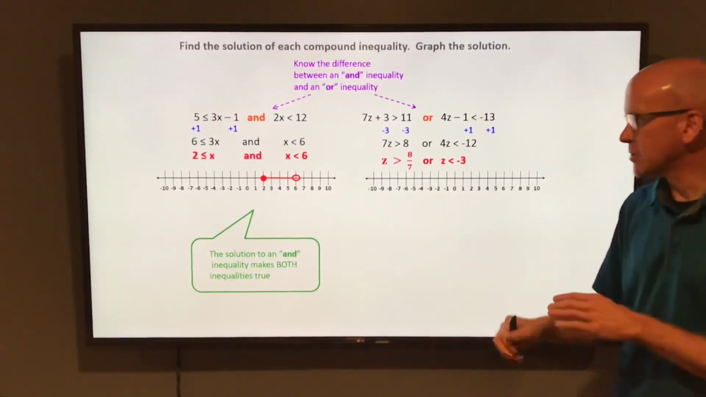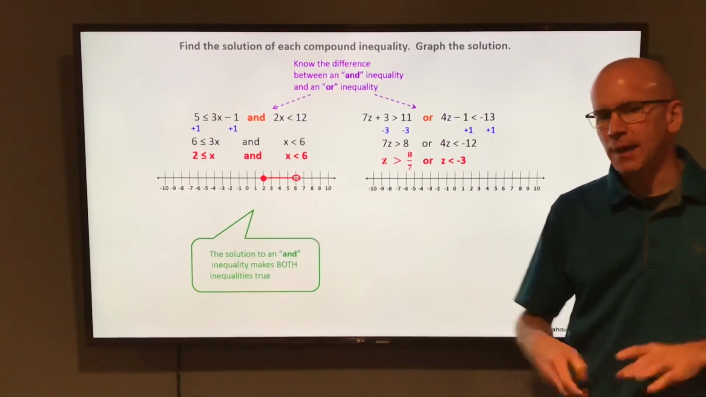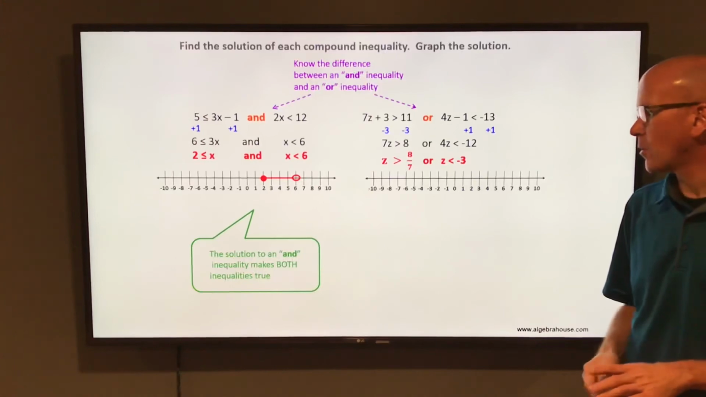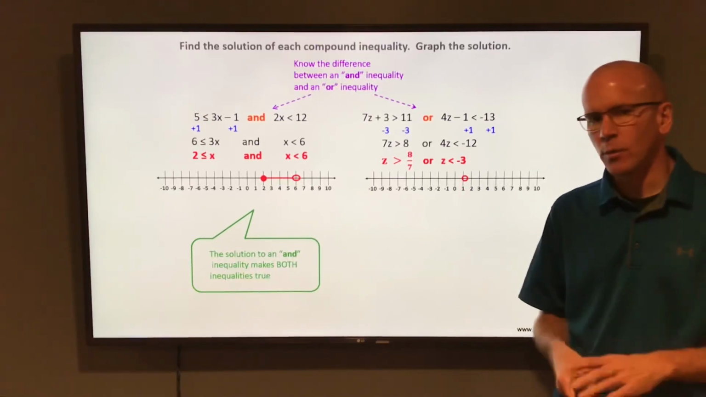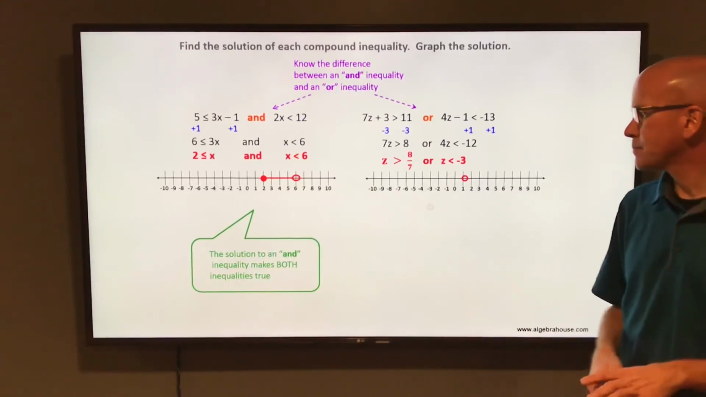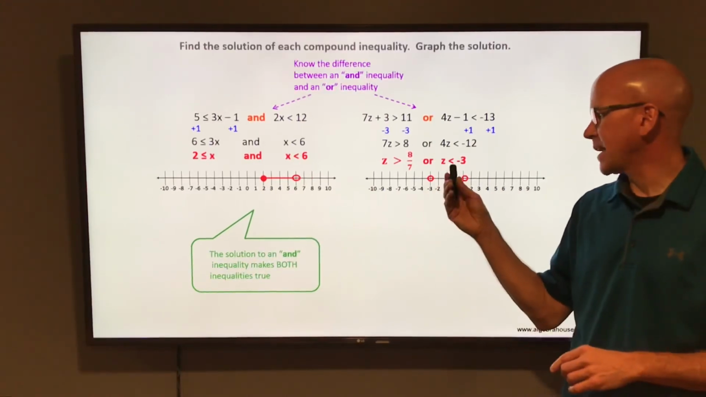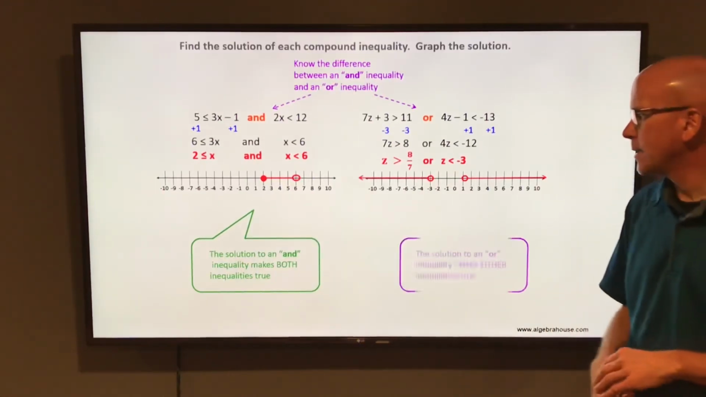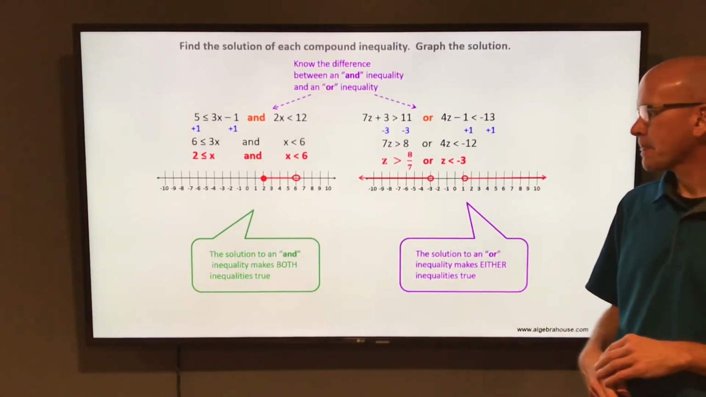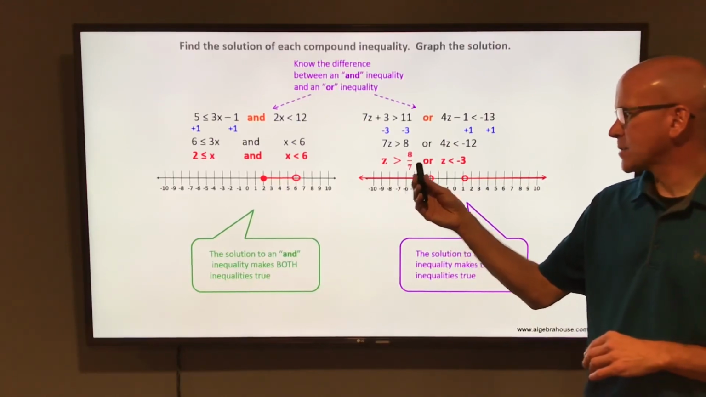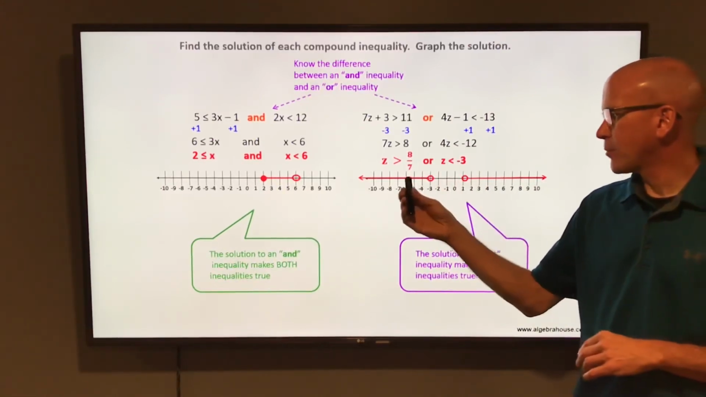Now graphing this, you're going to see a graph that splits off in opposite directions. For z is greater than 8/7, that would be an open circle on 8/7, which is 1 1/7, and the arrow would start going to the right. For z is less than -3, you're going to see an open circle on -3, and the arrow starts going to the left. So all values of z are greater than 8/7 or less than -3.